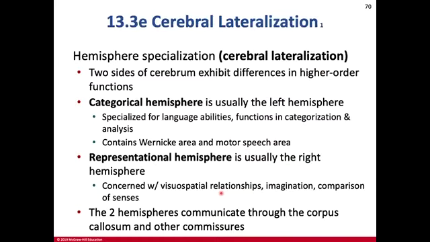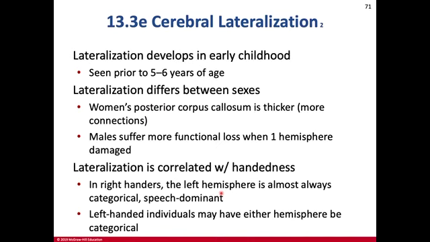Now, there's other things that can lateralize as well, okay? Cerebral lateralization is where two sides of the cerebrum show differences in higher order function. Categorical hemispheres are usually on the left and are specialized for language, categorization, and analysis. We call it your logical side of the brain. And the representational hemisphere is usually on the right, and we might call that your artistic brain, okay? The two hemispheres are constantly talking to each other through the corpus callosum, okay?